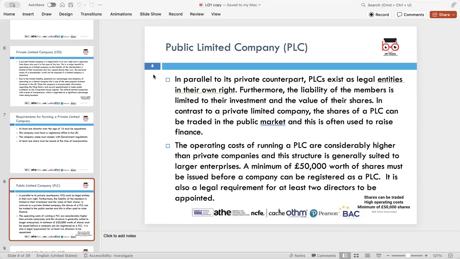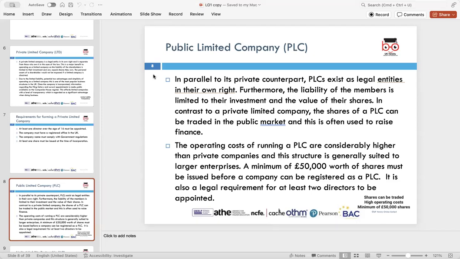In parallel, in addition to their private counterparts, public limited companies are recognized as independent legal entities in their own right. In addition, the members' liability is restricted to the amount of money they have invested and what their shares are worth. On the other hand, in contrast to a private limited company, a public limited company allows its shares to be exchanged on the public market, which is frequently utilized for the purpose of raising capital.